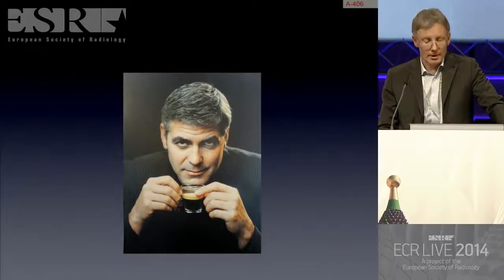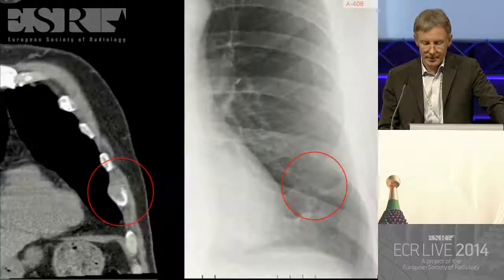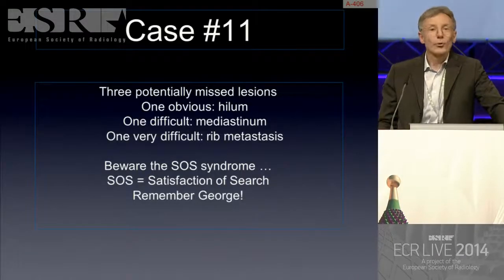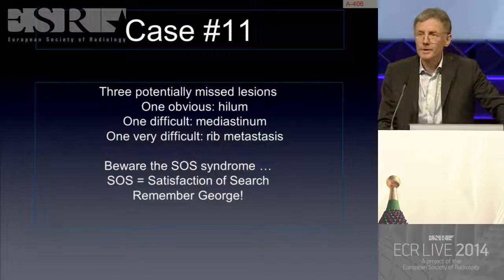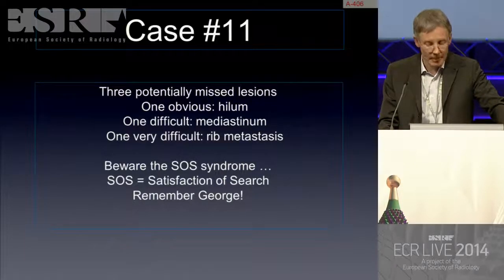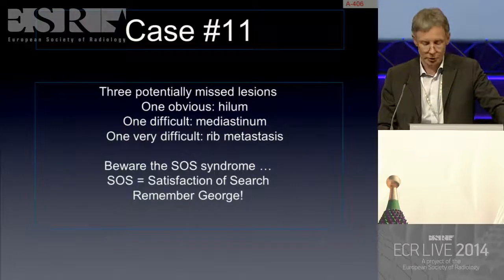Remember George, because how many of you saw this lesion? A lytic metastasis in the rib on the anterior chest wall. So 3 potentially missed lesions: one obvious in the hilum, which I hope most of you with the training you've already had this afternoon picked up, one difficult in the mediastinum, and one very difficult, the rib metastasis. So beware of the satisfaction of search syndrome, and remember George.